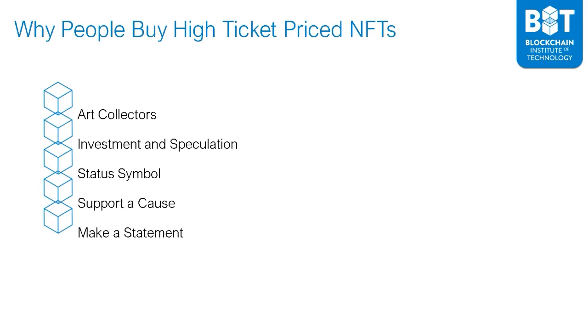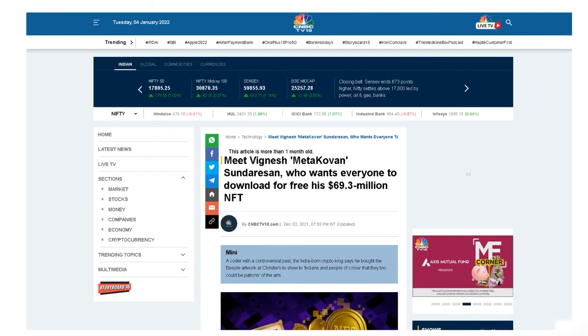Beyond that, I want to talk about the final one that I want to address in this case, which is to make a statement. When you buy a high ticket item NFT, you're basically making a statement, and you may have your reasons. One of those reasons may be, for example, Vignesh Metakovan Sundaresan, who basically bought that initial $69.3 million NFT by Beeple. Well, he turned around afterwards and said, everybody, I purchased this NFT so you can download it for free. So in essence, what he did is he purchased this NFT and then turned around and offers it to the entire world so anybody that wants can right click and save it and view it. It's his NFT and he wanted to use his money for that.